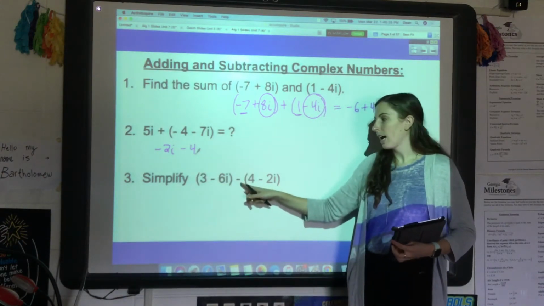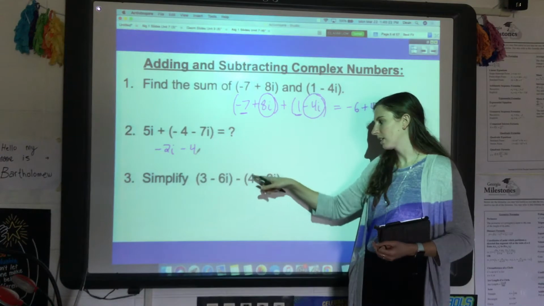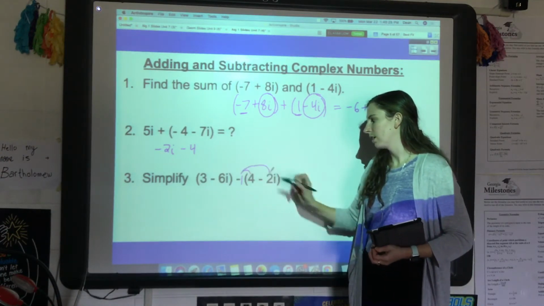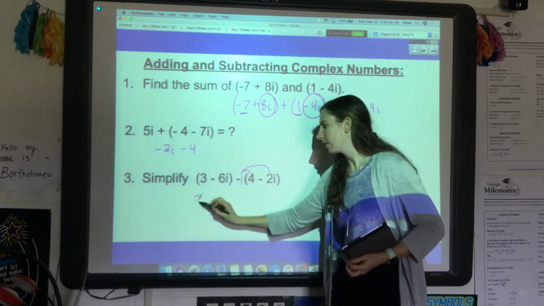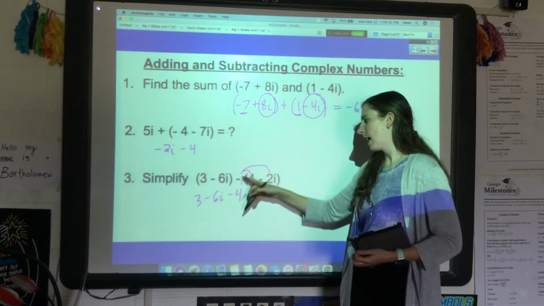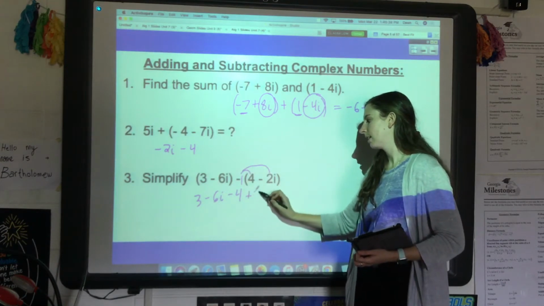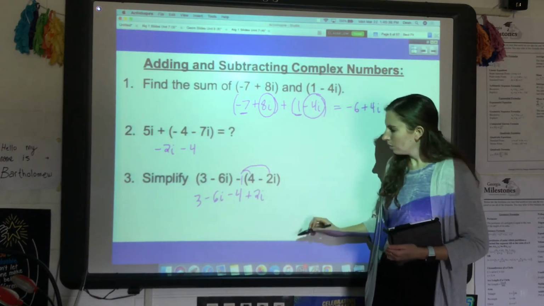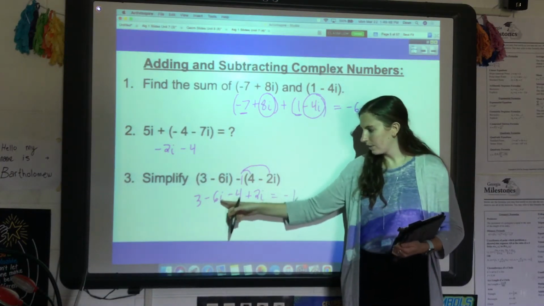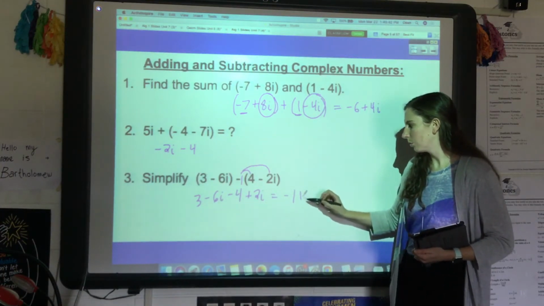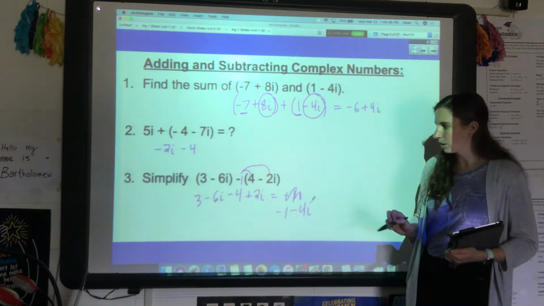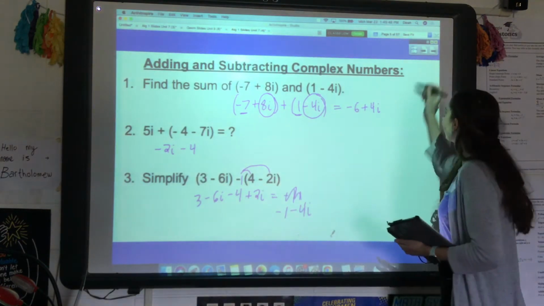This one has a subtraction, and so I need to subtract both of these. Really, I need to distribute that -1 to both of those terms. So I've got 3 minus 6i minus 4, and then plus 2i. So 3 minus 4 is -1, and -6i plus 2i is, whoops, that's negative 4i. So there we go, that's our answer there.